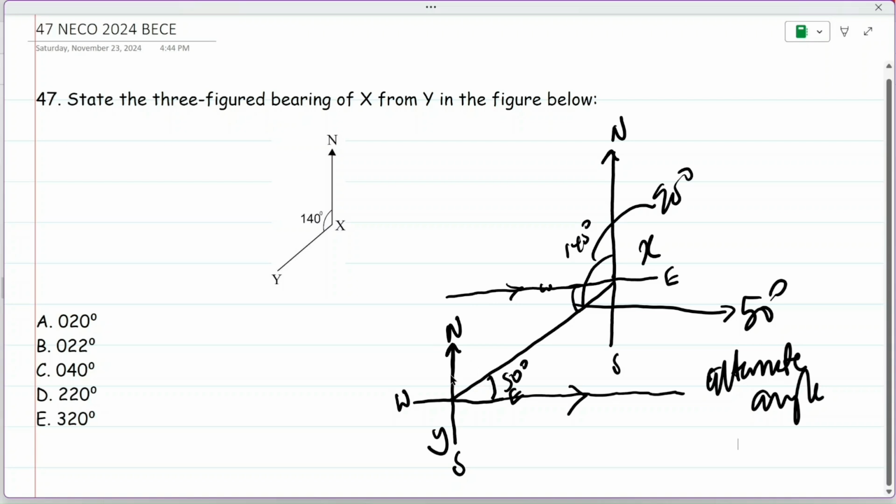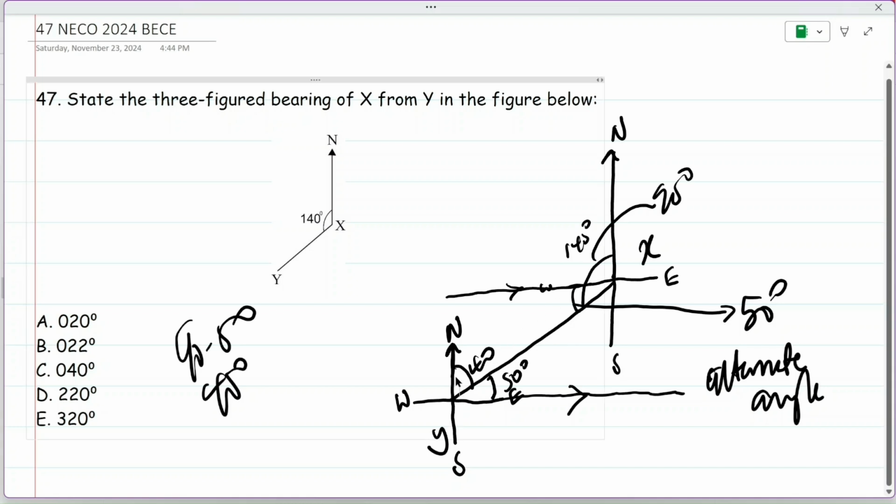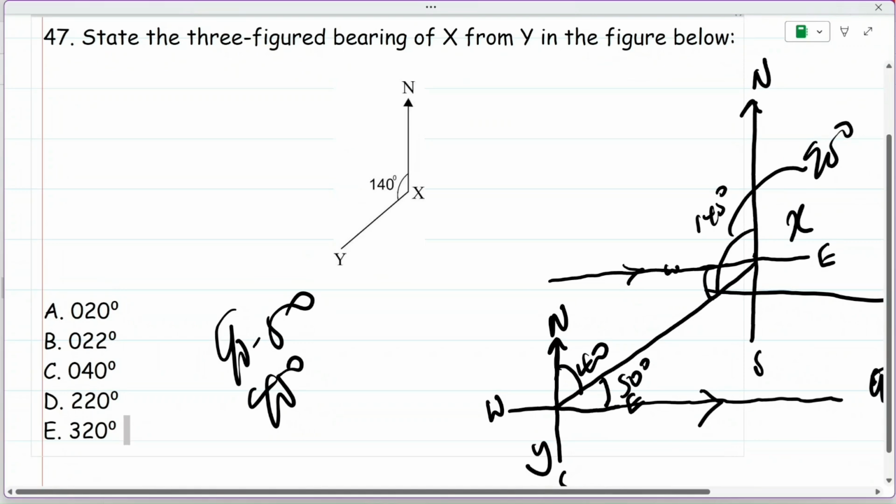We know this is 50, and we know we're asked to find the three-figured bearing. And the reading of the three-figured bearing starts from the north, and this is 50. And from the north to the east is 90. The distance from here to here is 90. A part of it is 50. The remaining part will be 90 minus 50, which is 40. Now the angle here is 40 degrees. So the three-figured bearing of x from y, that's y, that line that goes to x, is 40 degrees, because we are taking it from the north to where it hits that line that runs through to x. The answer to question 47 is therefore C, 40 degrees.